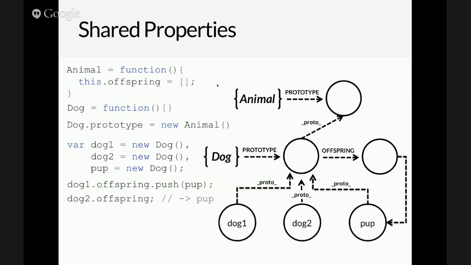So prototype-based inheritance really is just understanding functions have prototypes, objects have protos, and the protos can be set using the new keyword.